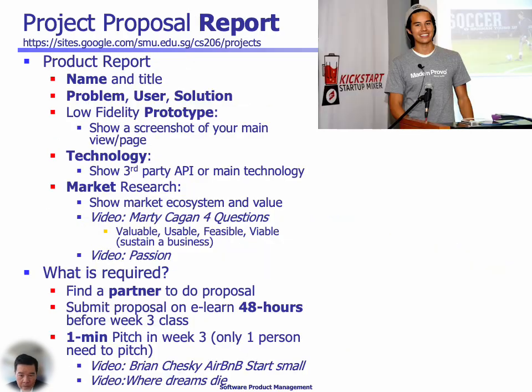Okay. In week 3, you have to submit a product report, and the product report will contain quite a bunch of stuff, including the name, problem space, a low fidelity prototype if you can, or some screenshots, and some technology and market research that you have done. What's required is you have to work with one partner, and you have to submit a proposal 48 hours before week 3. And we might want you to do a pitch on this.